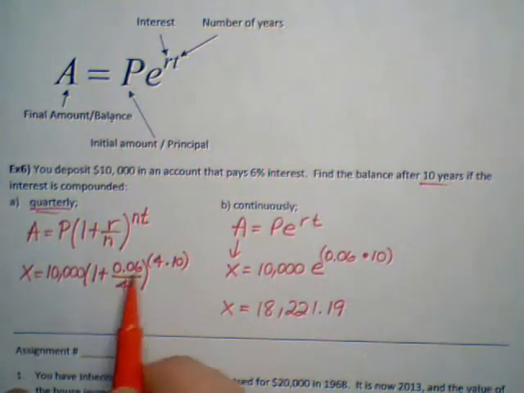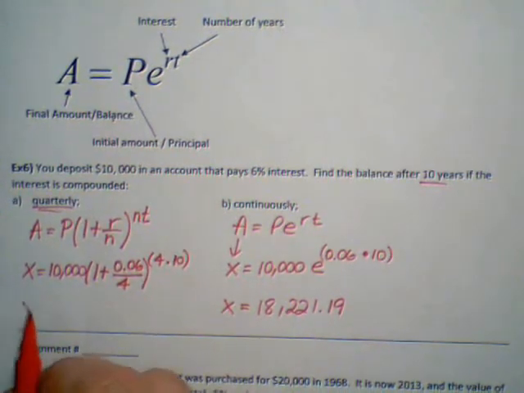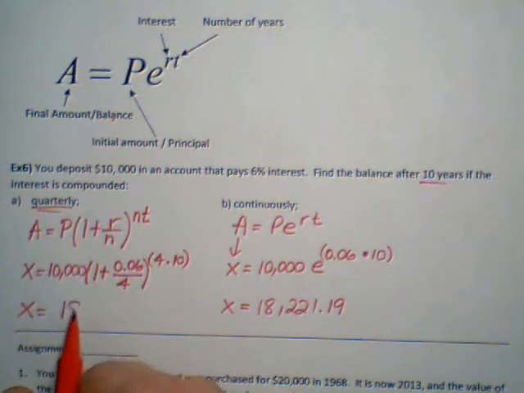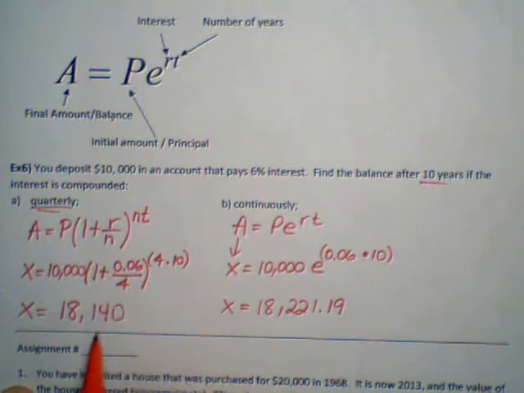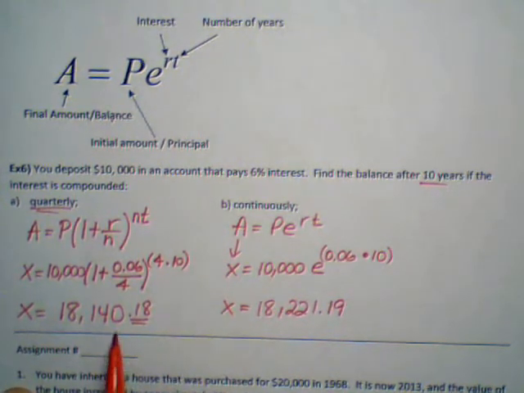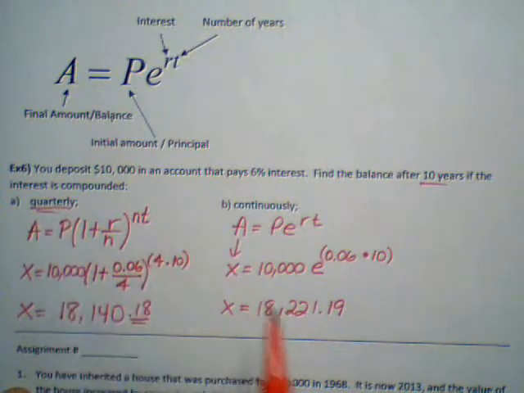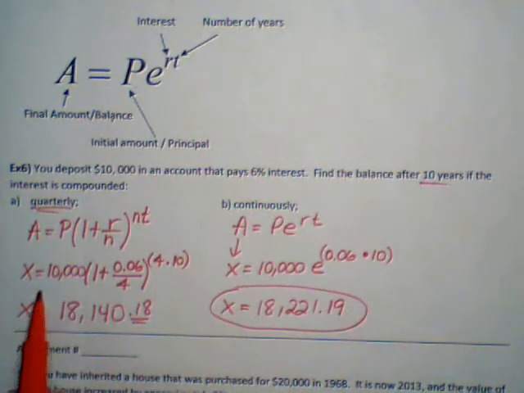And once you're in the calculator, make sure you put parentheses over here and also over here. So your answer will be $18,140.18. Notice continuous compounding is more payments than quarterly, so this is giving a better return on my money. Okay.